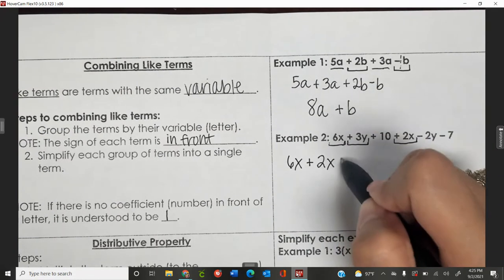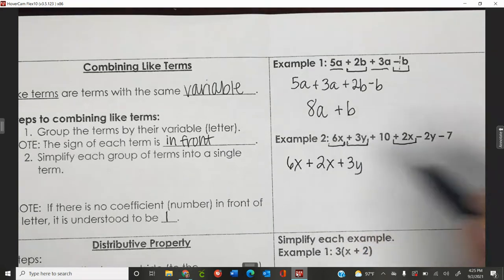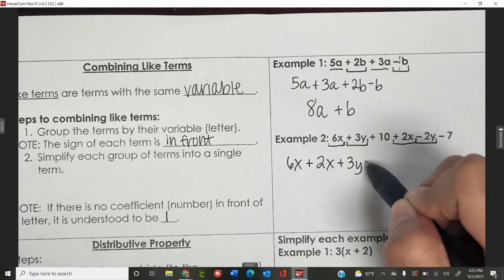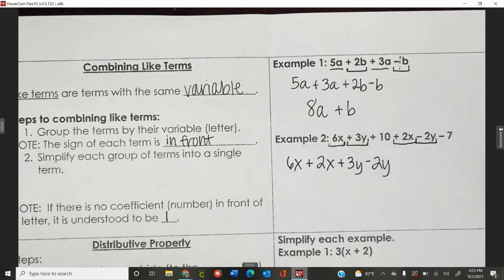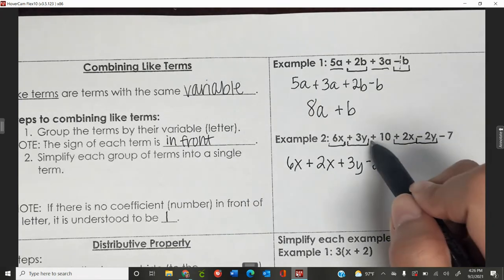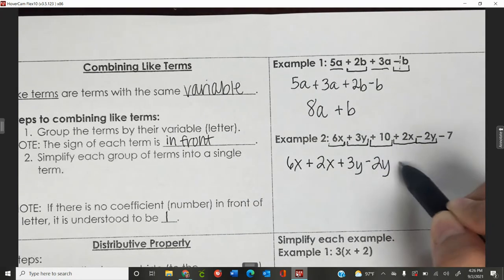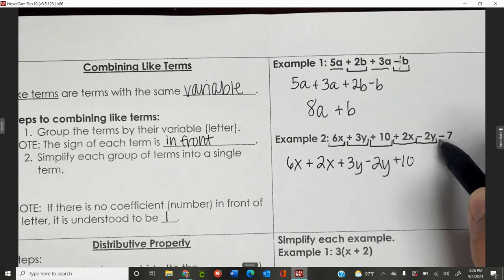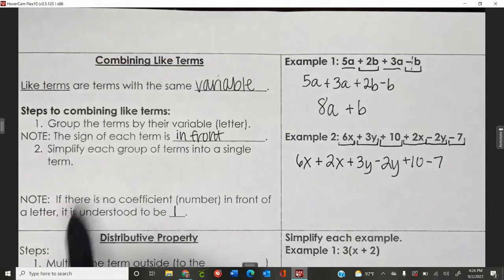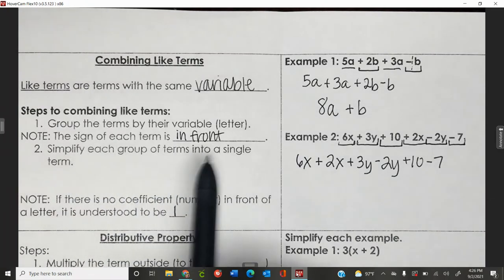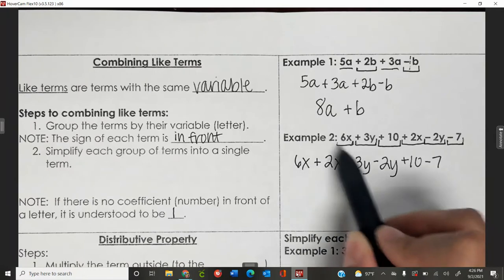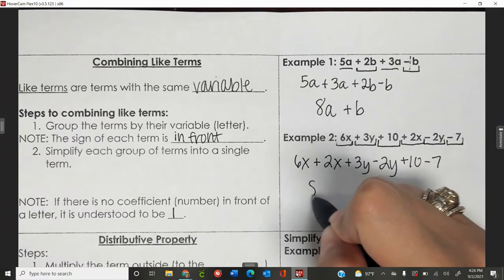Now I have plus 3y. And now I have minus 2y. Make sure you take that sign. Minus 2y. I have no more y's. So now we're going to go to our constants, our numbers. That is plus 10 and then minus 7. Then step 2, simplify each group of terms into a single term. If I have 6 x's, I add 2 more x's, you now have 8 x's.